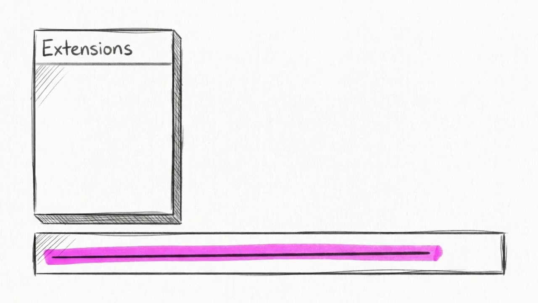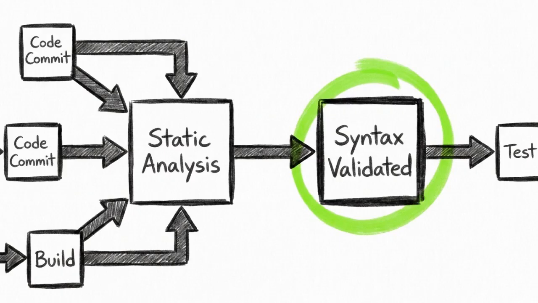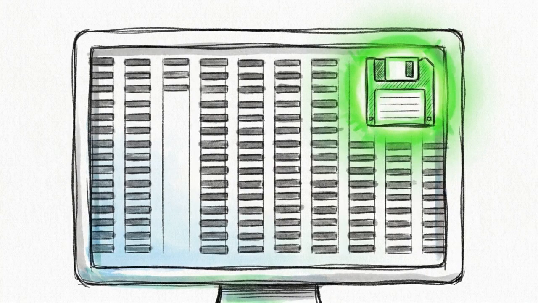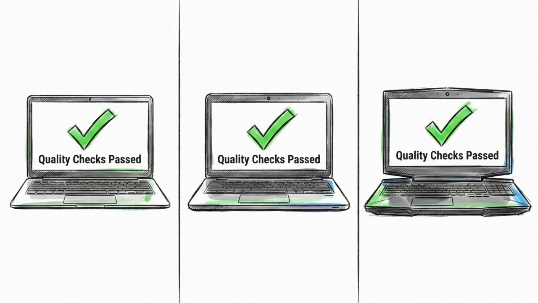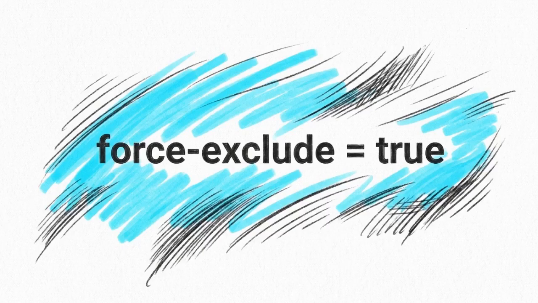We have transitioned from a fragmented legacy workflow to a single, hyper-optimized binary. You now have a unified static analysis pipeline that validates syntax and organizes your imports in milliseconds every time you save a file. To deploy this across your team, add your pyproject.toml configuration to your continuous integration runner using the official Ruff GitHub action. This ensures every pull request meets your new quality standard.